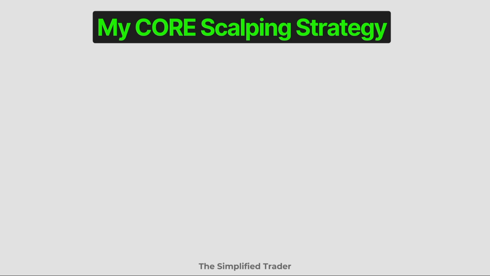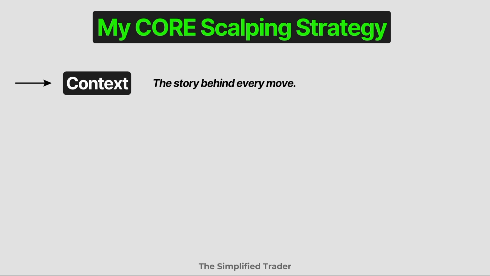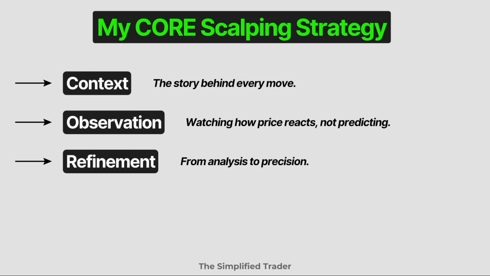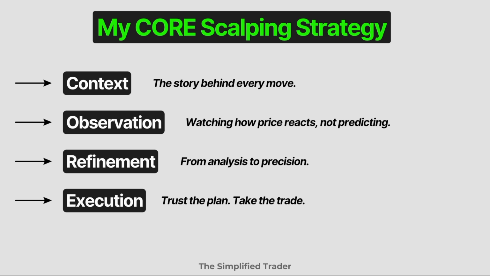Now, before we look at charts, you need to understand what CORE really means, because it's not just a name, it is the foundation of consistency. C stands for context, understanding the story the market is telling before you even think about entering. O is observation, watching how price reacts, not predicting what you want it to do. R is refinement, filtering that reaction into a precise, low-risk entry. And E is execution, acting with discipline and confidence when every single piece aligns.